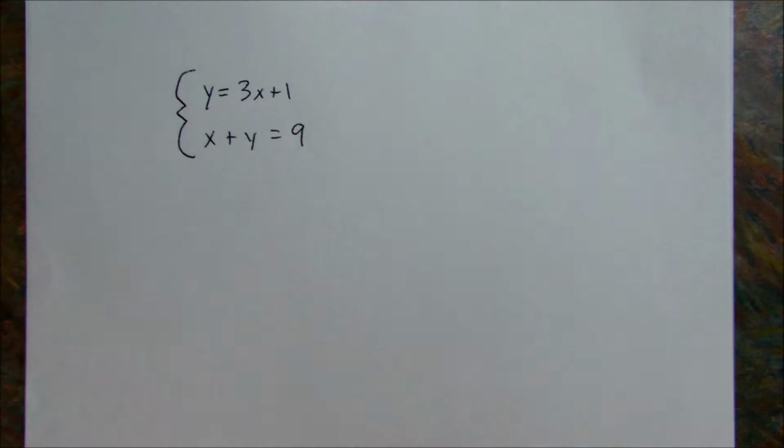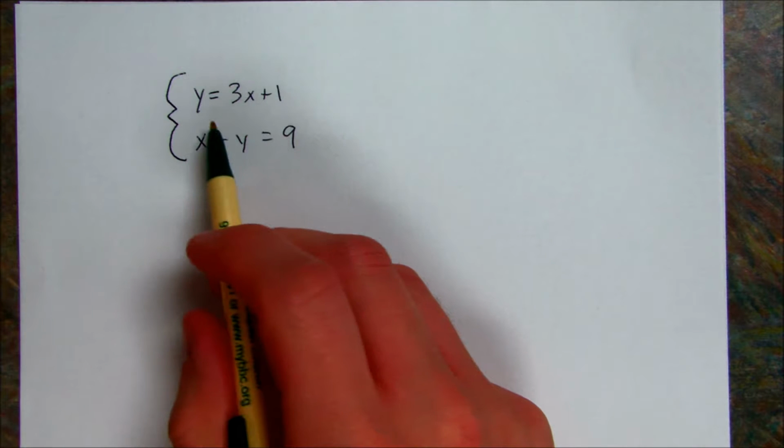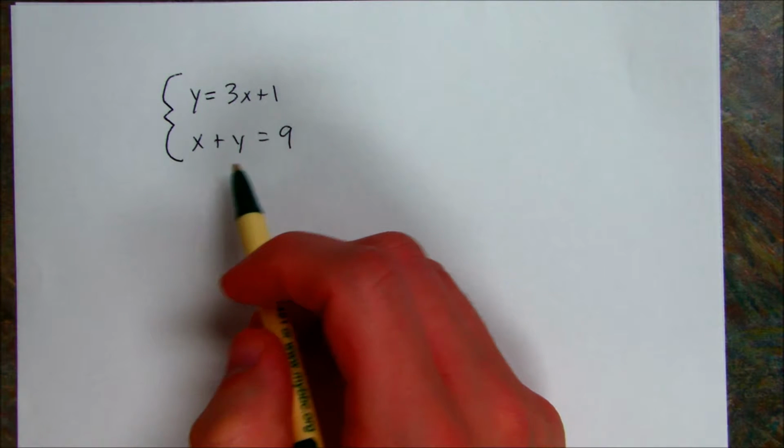Here's another example of where I would want to use substitution to solve a system of linear equations. Now, this example is a little bit different from our previous one. In the previous example, we had y isolated in both equations. They were both in slope-intercept form. But in this case, I've got one equation in slope-intercept form and one equation in standard form.